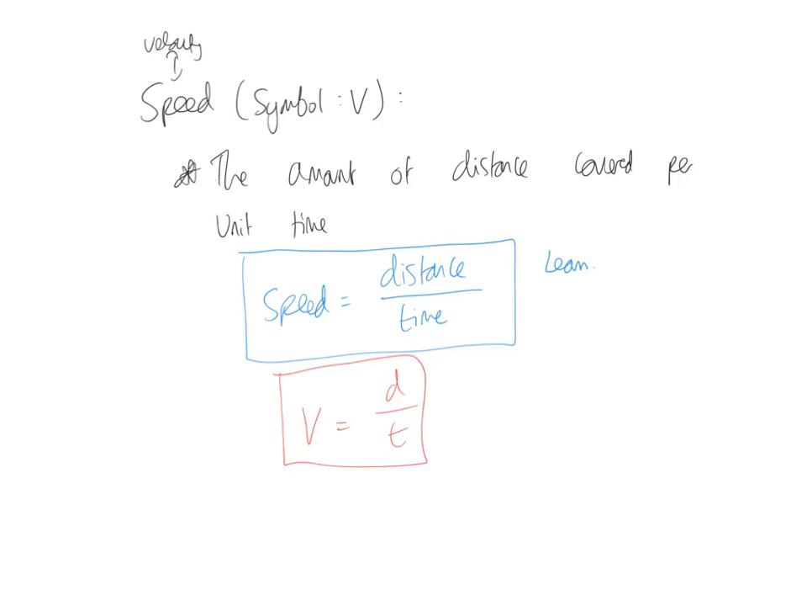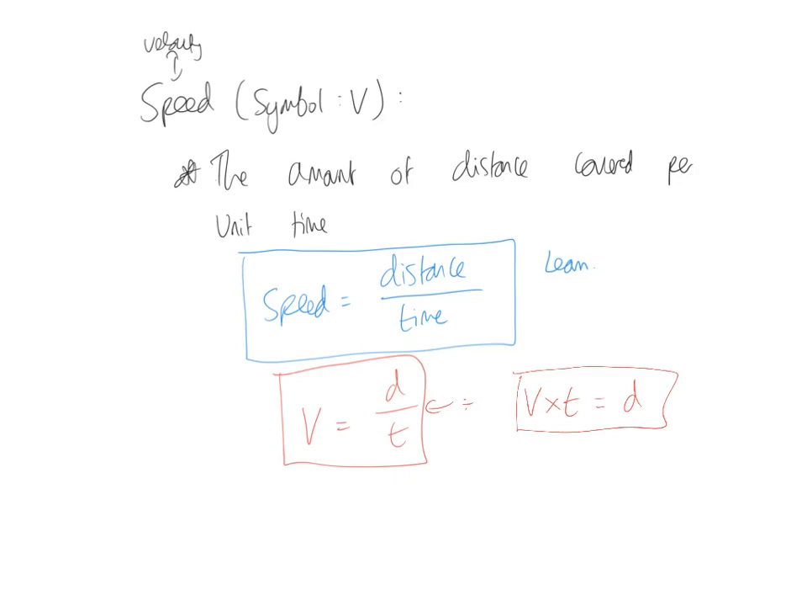Remember, you can rearrange this. If we want D, we can take the T over to the other side. Now, at the moment, it's divided by, so if we times both sides by T, we end up with V times T on the left-hand side, and we just have D on the other side because the two T's will cancel. So that gives us how we can find distance.